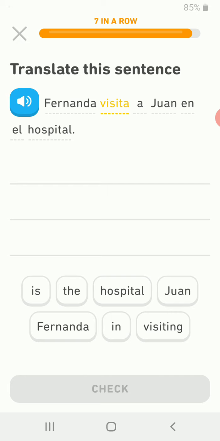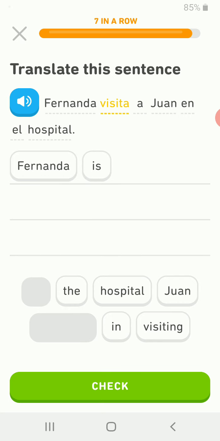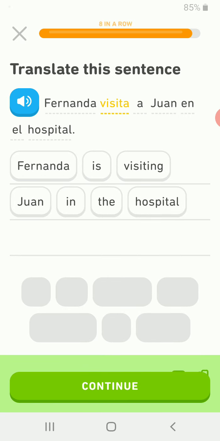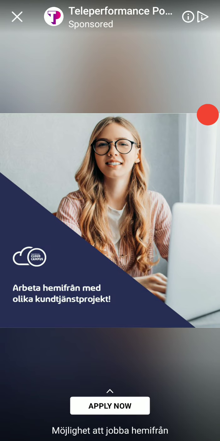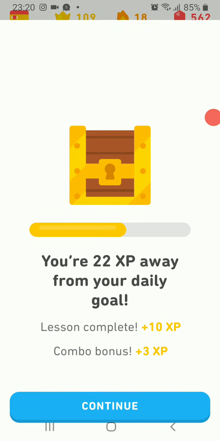Fernanda visita a Juan en el hospital. Was it este? O ese? Ese lugar? What was it? I can't remember. But okay, got it right. Fernanda visita a Juan in the hospital. So this is a mistake I made. So Fernanda is visiting Juan in the hospital. So I lost 2 XP just for one error. That was very strict. I think they could have been a little bit more lenient.